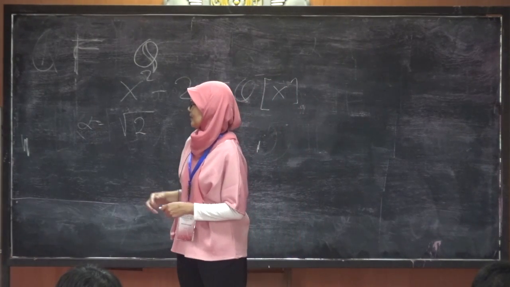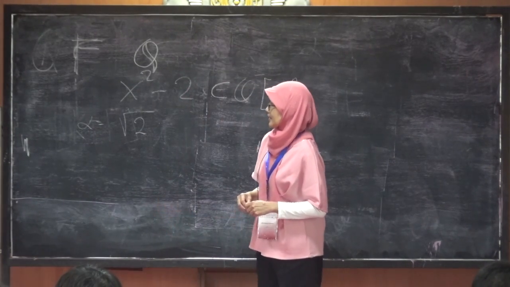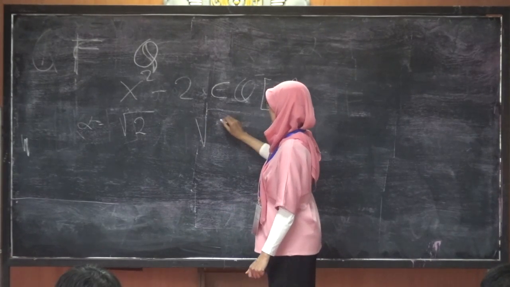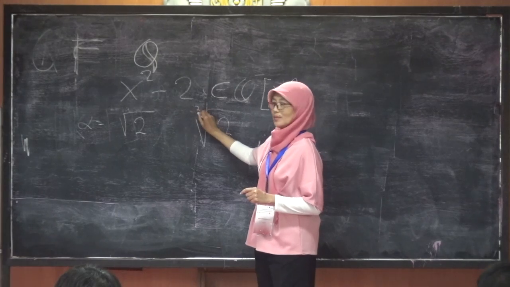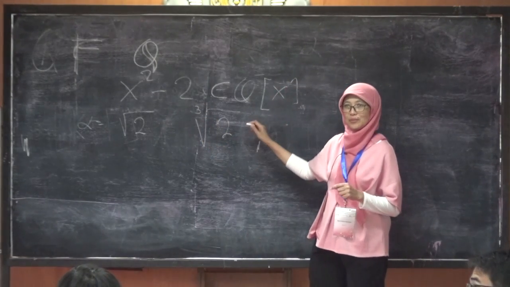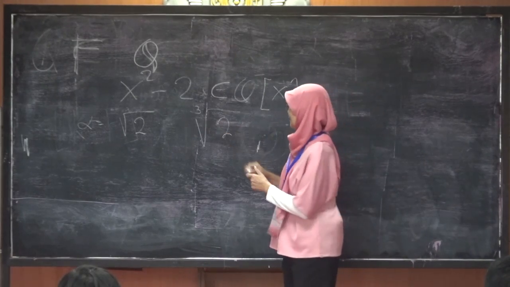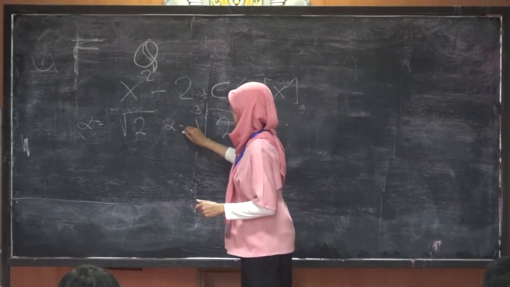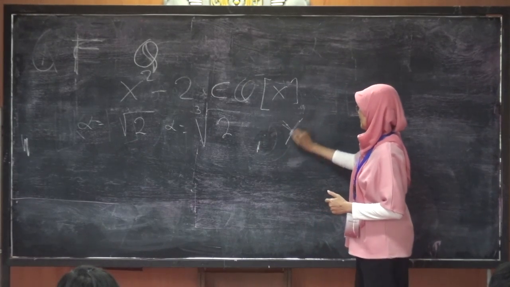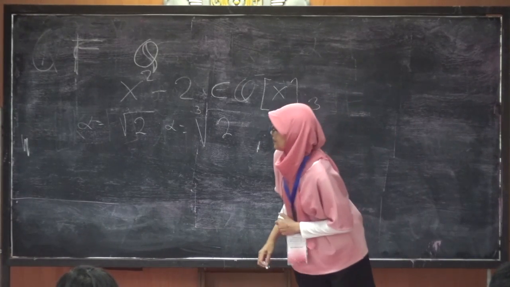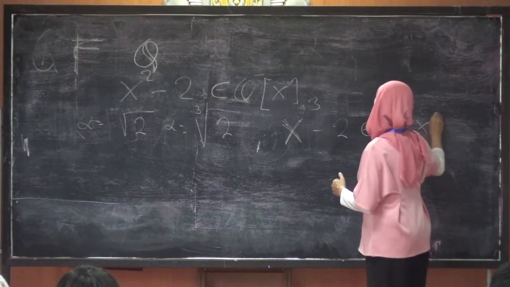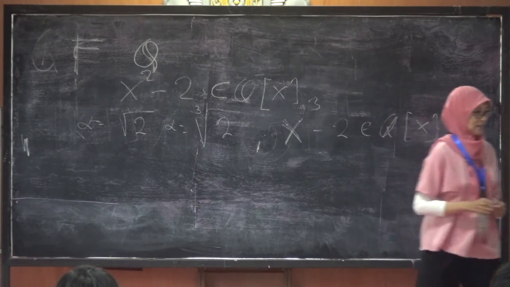We also have the second example. This is the cube root of 2, which is also alpha. The degree is 3 because the polynomial here is x cubed minus 2. This is the example.